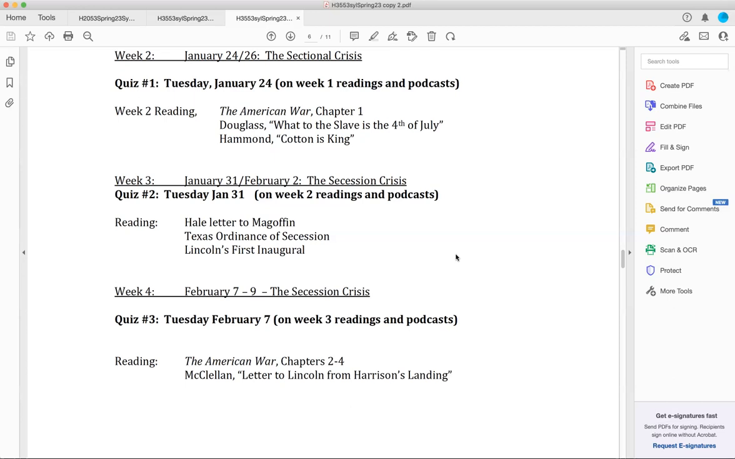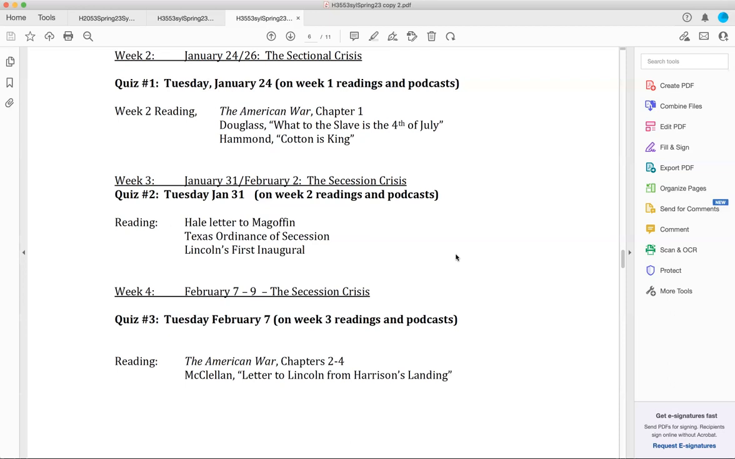And take a look at what Lincoln's saying. I think you'll be pretty surprised. It's not the Abraham Lincoln that we normally get, but again, these are his words. Finally, in the Lincoln first inaugural, how does he define secession? He has some very, very interesting things to say about the idea of secession itself, and how does he define it? So that's what I'm looking for in these readings for next week.